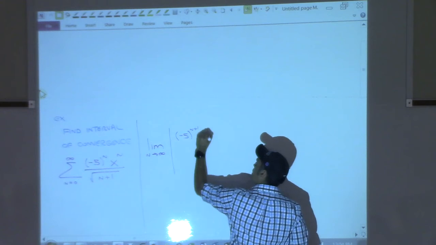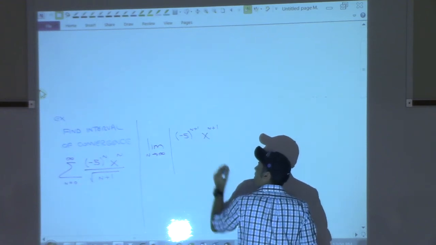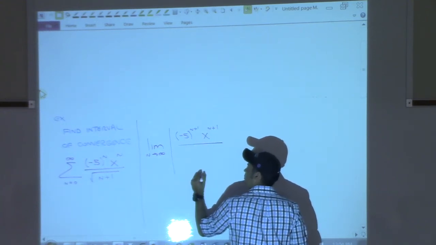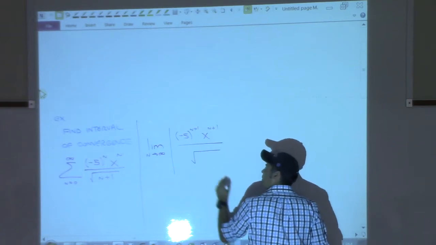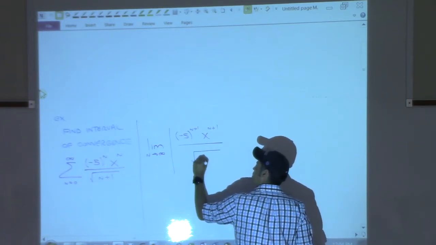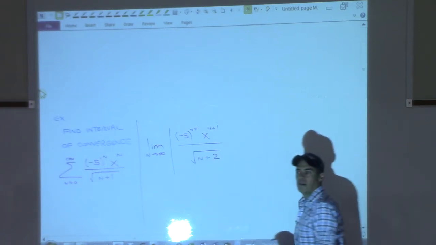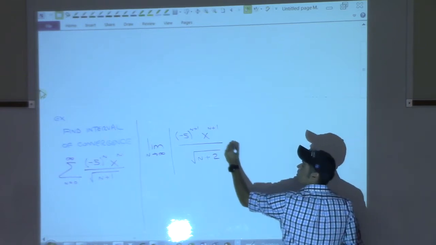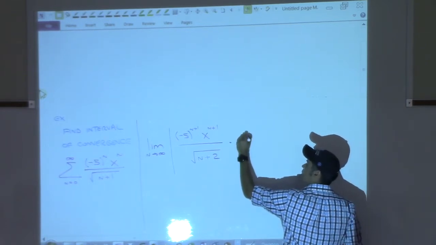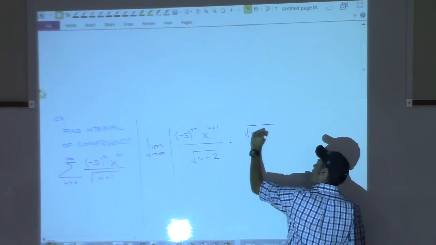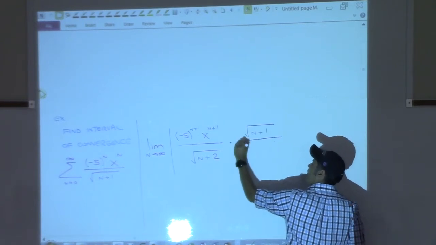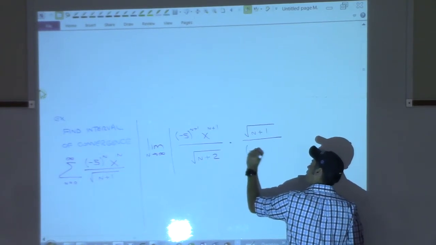X to the n plus 1, over the square root of n plus 2. Let's just do that. Keep going. Times the reciprocal of the original, which is going to be the square root of n plus 1, divided by -5 to the n times x to the n.